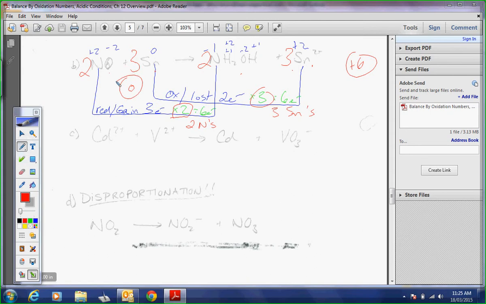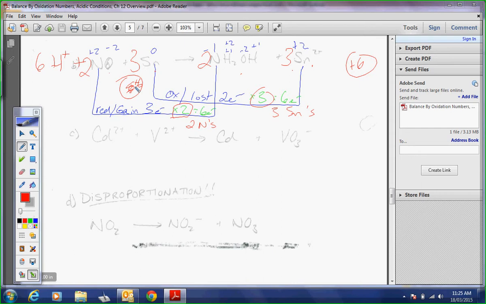So I need to add 6 hydrogen pluses, hydrogen ions, in order to have now not 0, but positive 6 on the left-hand side of the arrow, and positive 6 on the right-hand side of the arrow. Everybody okay with that step?